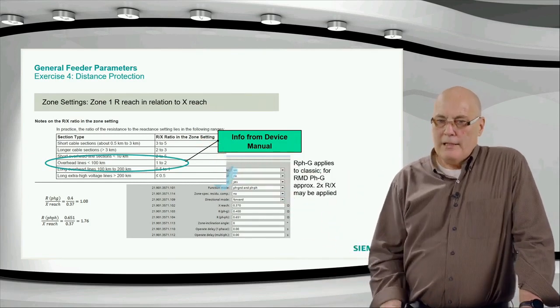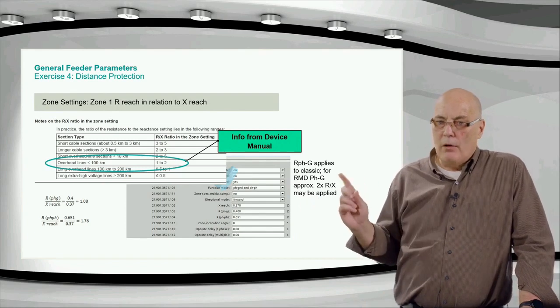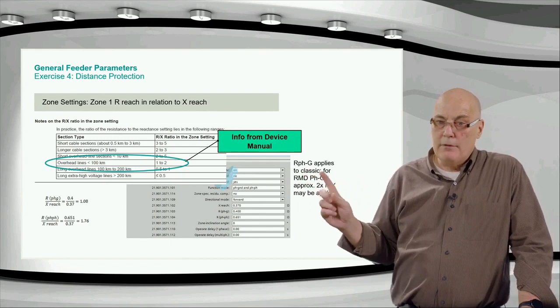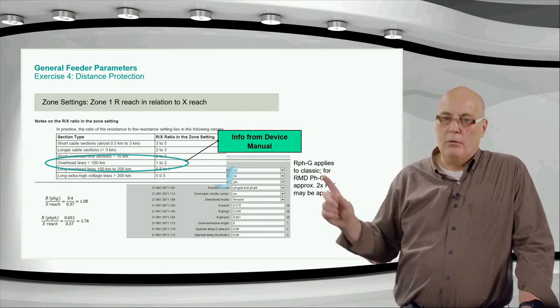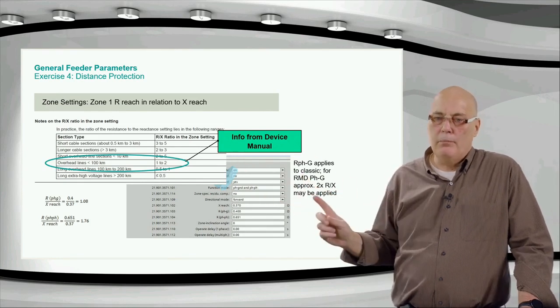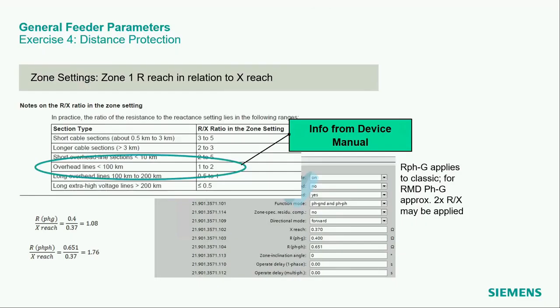5 for classic would be the range. Remember, the phase to ground setting on the RMD is bigger, so there you can almost double the requirement here. For the phase to ground on the RMD, you can use values in the table that are about double what you have there. That's just a note to remember. But this table was done still for classic distance protection. For the RMD, you can double the ratio effectively.